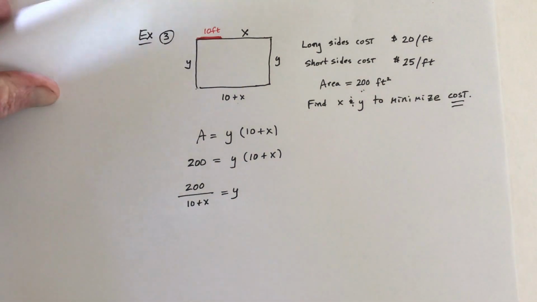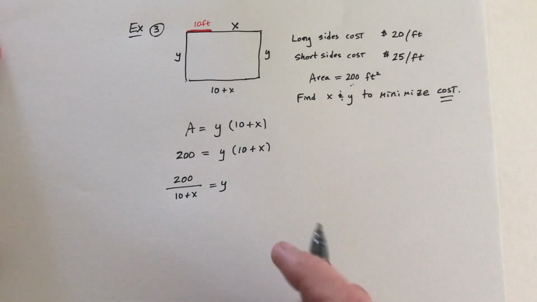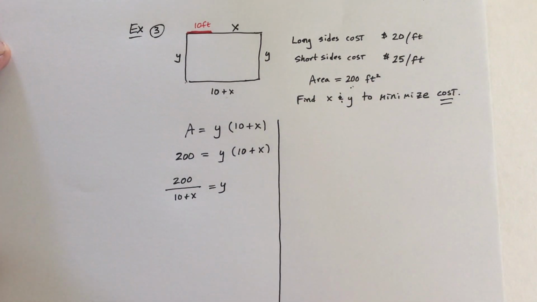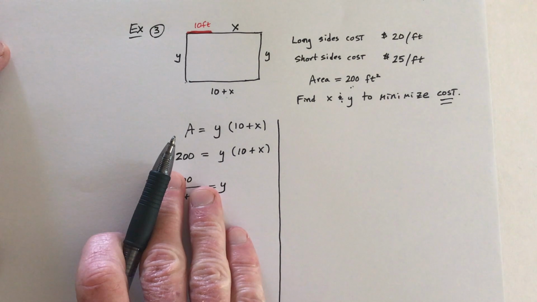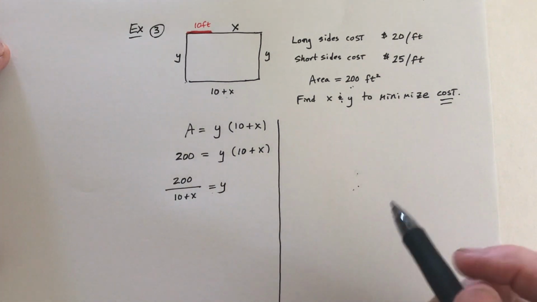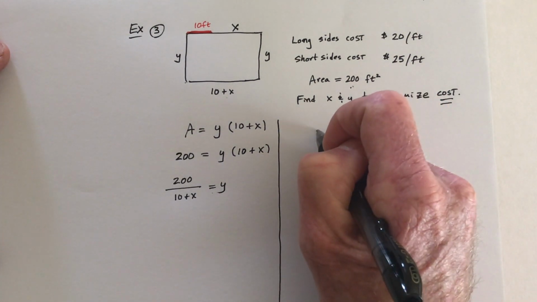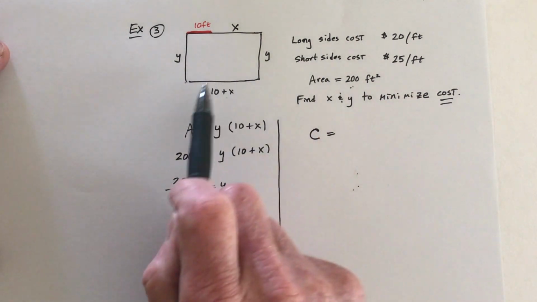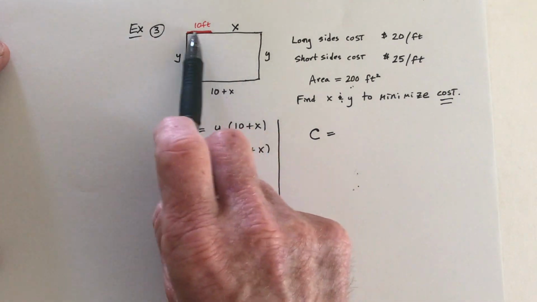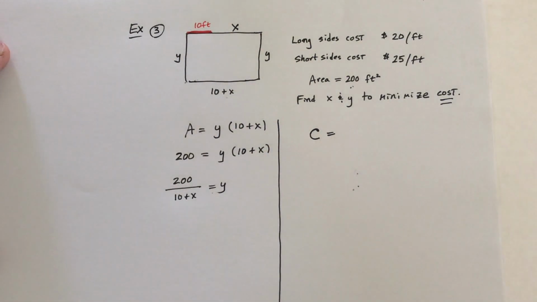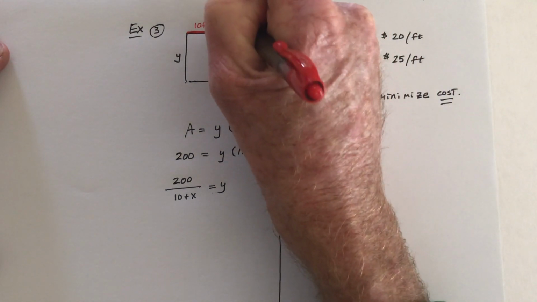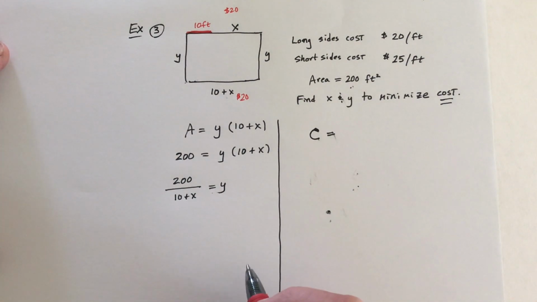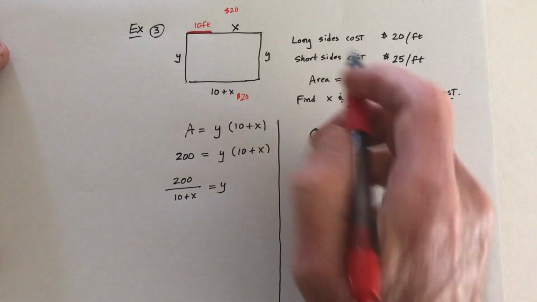Now to talk about the money. So what about the cost? And I think I'm just going to separate this. I often like to separate them and keep algebra on one side and then the calculus on the other side. So for the cost, I'll just use C for cost. And the long side, so like this side is long and this side, they cost $20 a foot. So we're going to have $20 a foot on this side and $20 a foot on this side. And then the shorter sides cost $25.